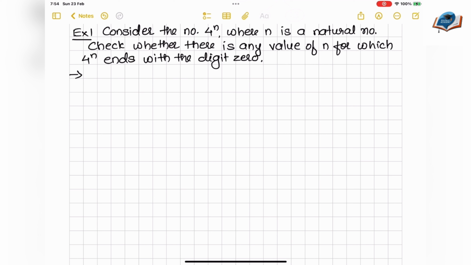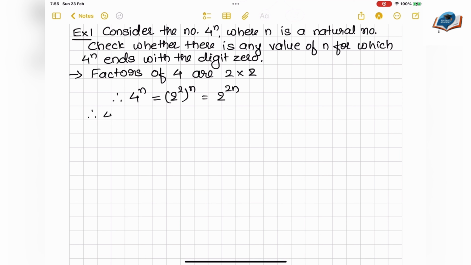The next type of question which is asked is, consider the number 4 raised to n, where n is a natural number. Check whether there is any value of n for which 4 raised to n ends with the digit 0. So the easiest way is, factors of 4 are 2 into 2. Therefore 4 raised to n I can show as (2 square) whole raised to n, that is 2 raised to 2n.